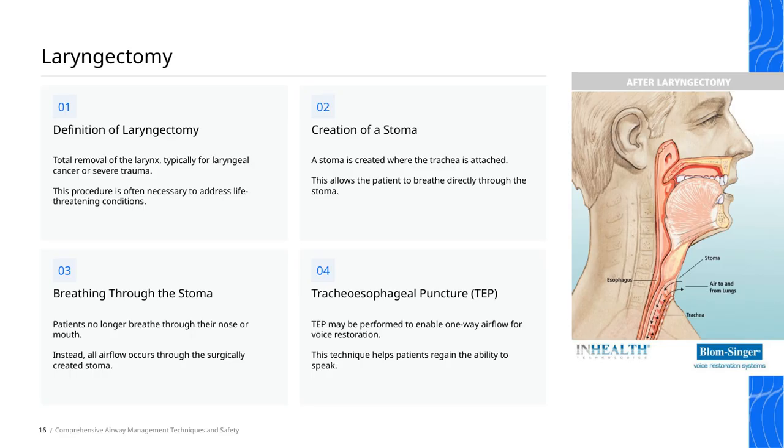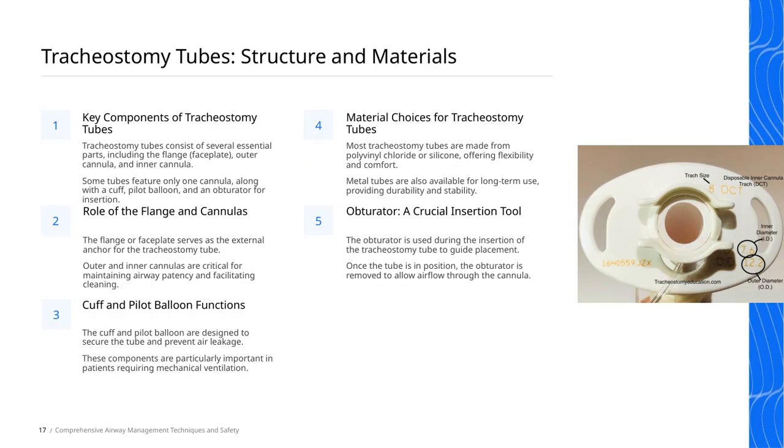these patients. Now, let's talk about the obturator, which plays a crucial role during the insertion of the tracheostomy tube. Its main purpose is to guide the tube into the trachea safely and accurately. Once the tube is correctly positioned, the obturator is removed to allow for airflow through the cannula, ensuring the patient can breathe properly.